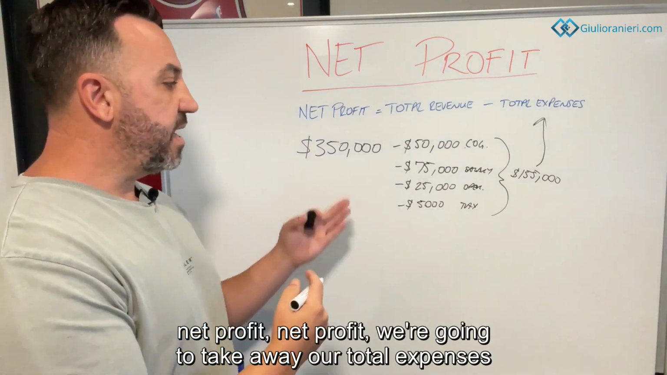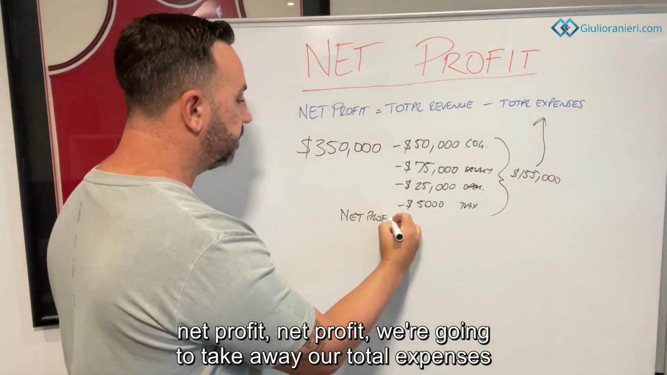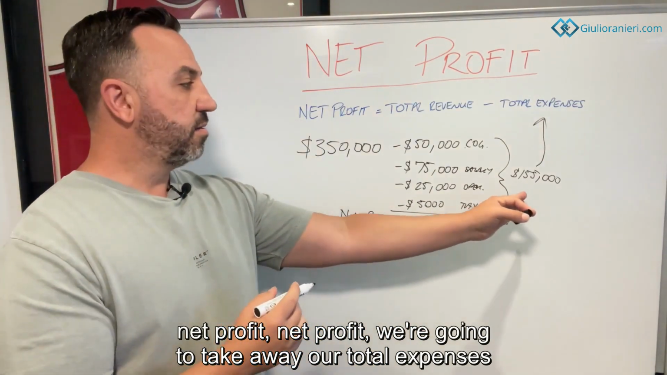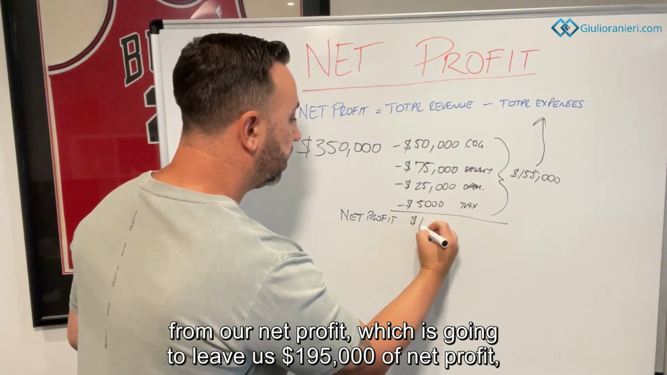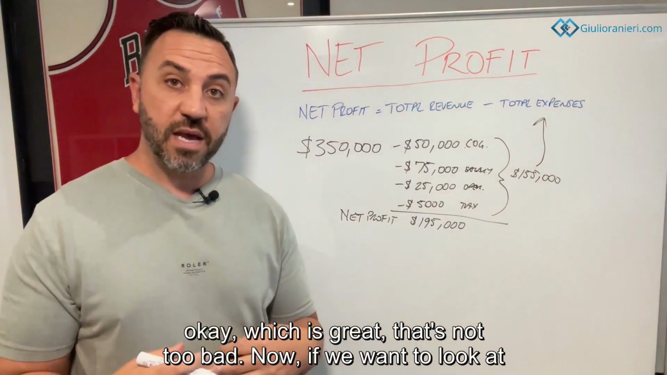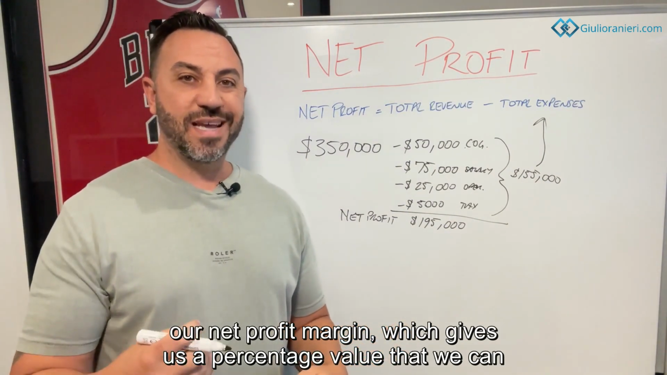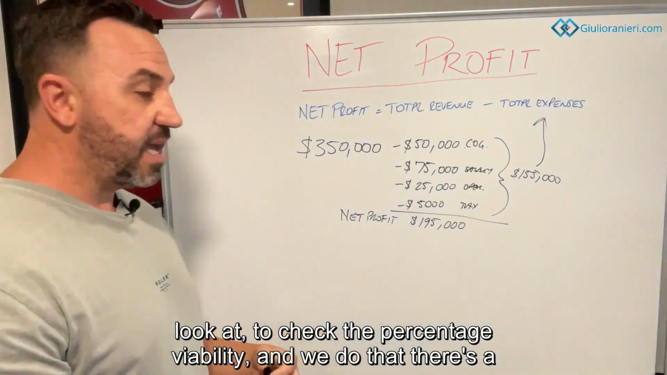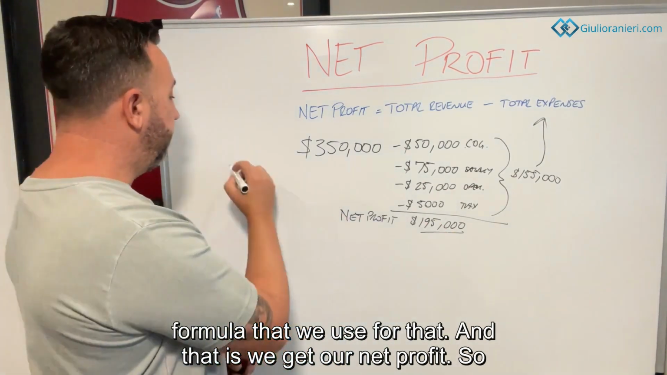And so if you look at our net profit, we're going to take away our total expenses from our total revenue, which is going to leave us $195,000 of net profit, which is great. That's not too bad. Now, if we want to look at our net profit margin, which gives us a percentage value that we can look at to check the viability, there's a formula that we use for that, and that is we get our net profit.